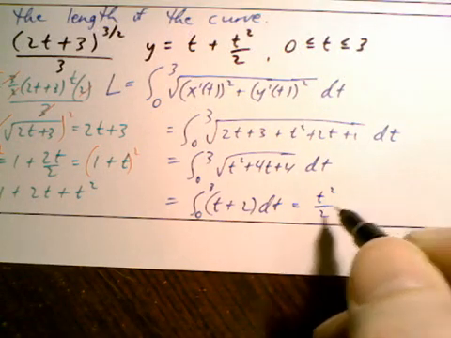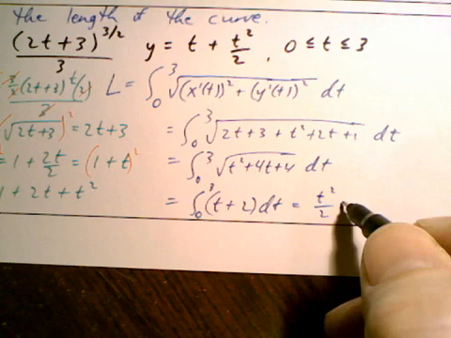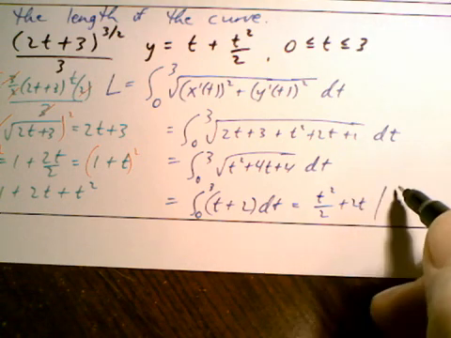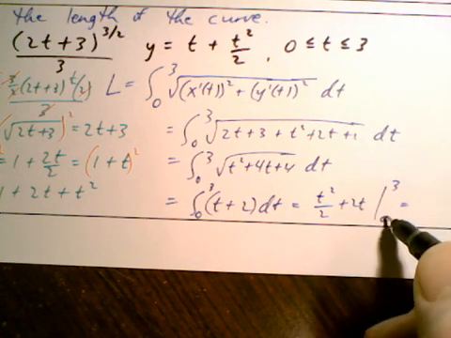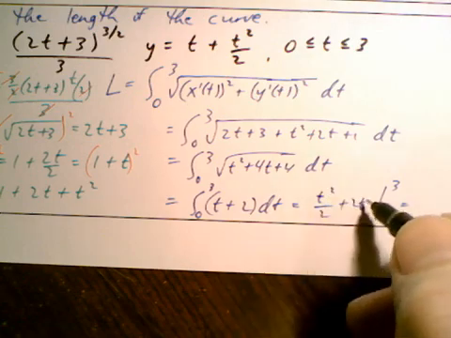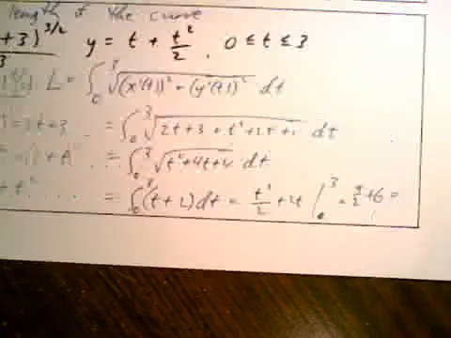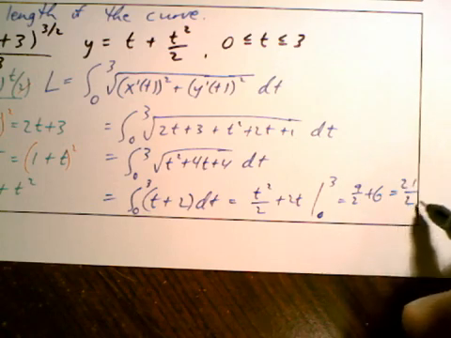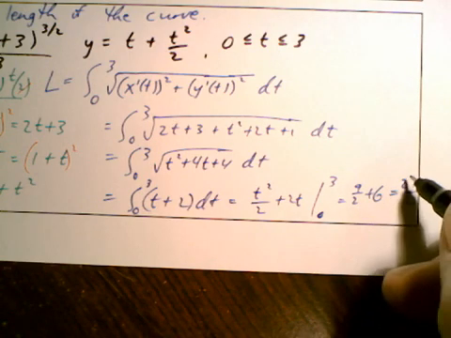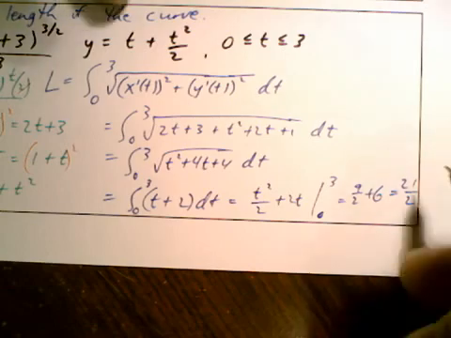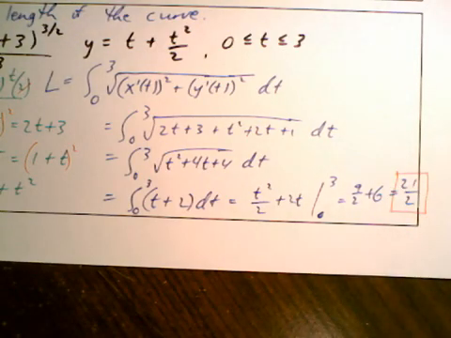Okay, so then the antiderivative of t plus 2 is t squared over 2 plus 2t, evaluated from 0 to 3, and you end up getting 9/2 plus 6, and that is 21 over 2. Did I get that right? 12 and 9 is 21. Yeah. So 21 over 2, and that is your last example.